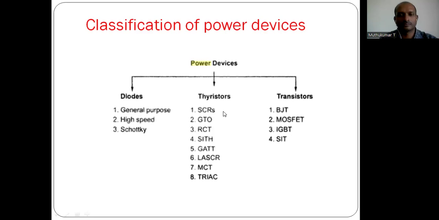In the thyristor family, there are many devices: SCR, GTO, RCT, SITH, gate light activated SCR, MCT and triac. The next one is transistors: BJT, MOSFET, IGBT, SIT. So these are the basic power devices or switching devices.